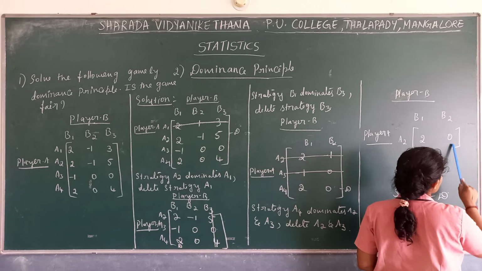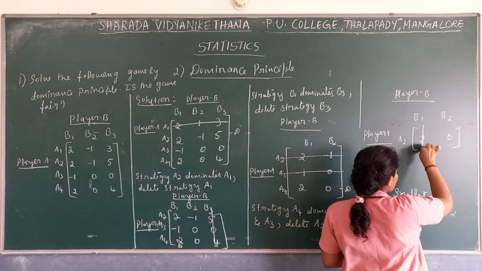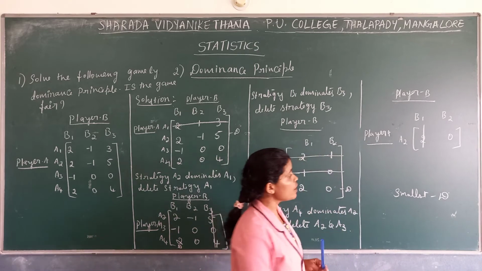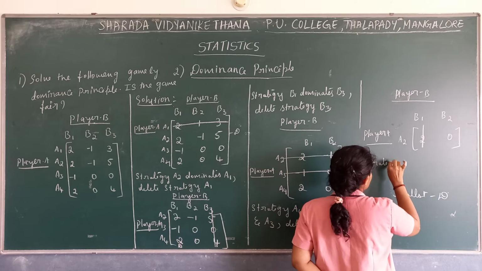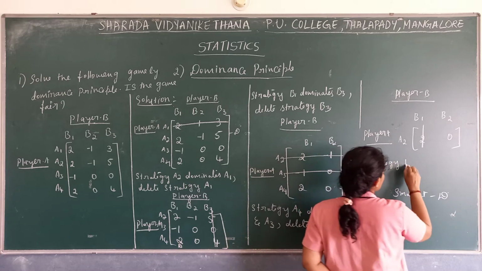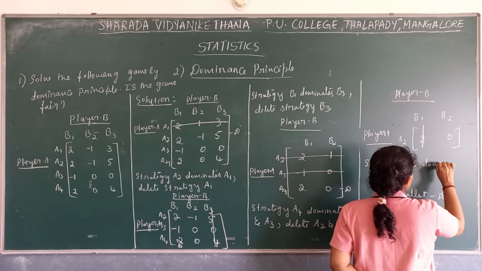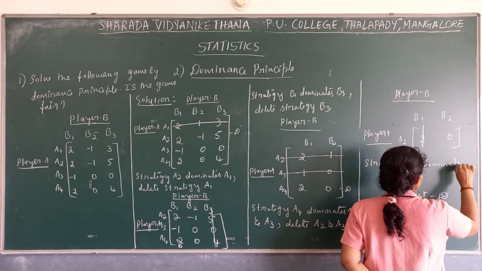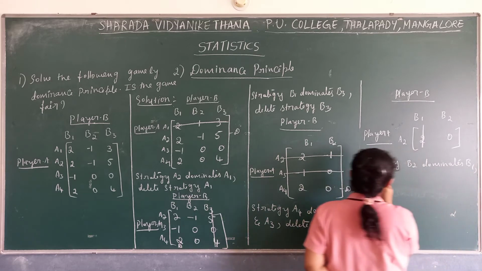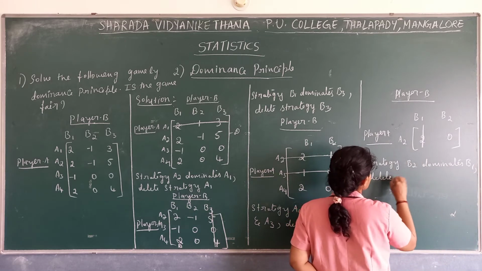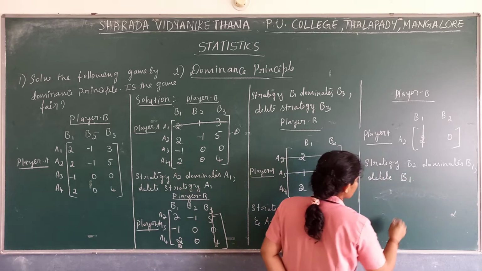Smallest value is 0. So it dominates B1. So we can delete here B1. So here strategy B2 dominates B1. So delete B1. Now what remains at the end?